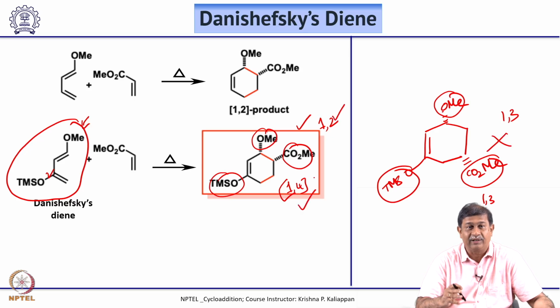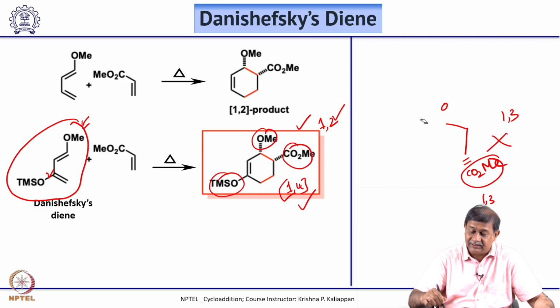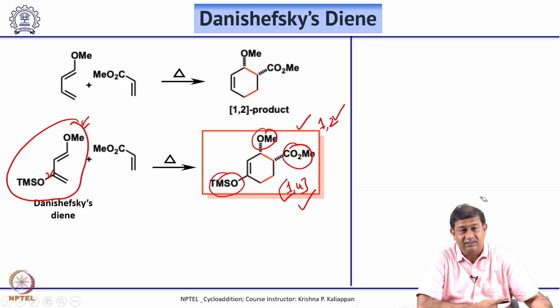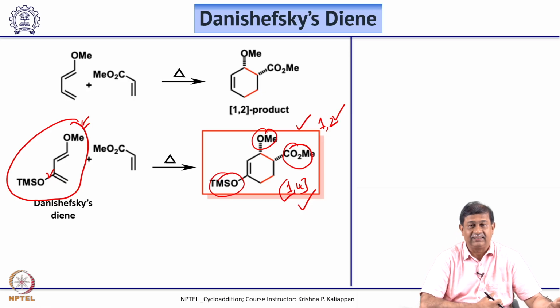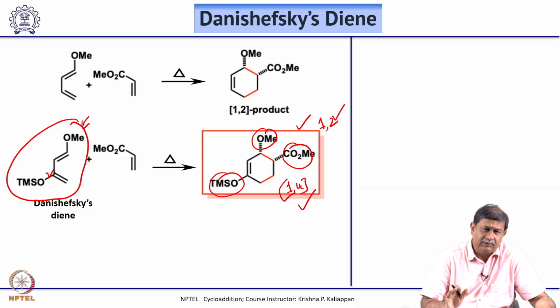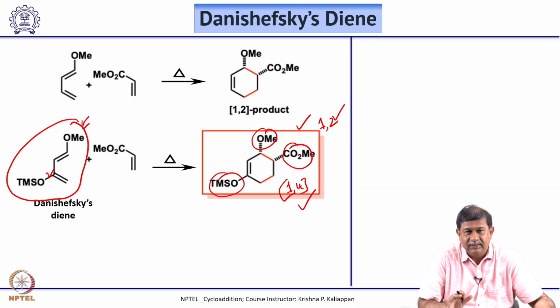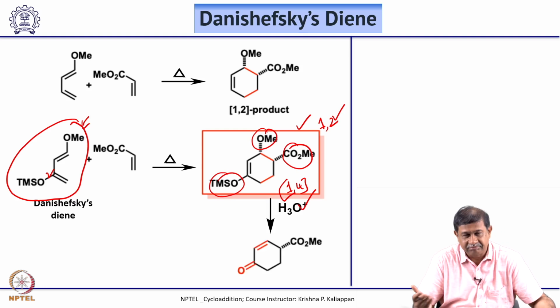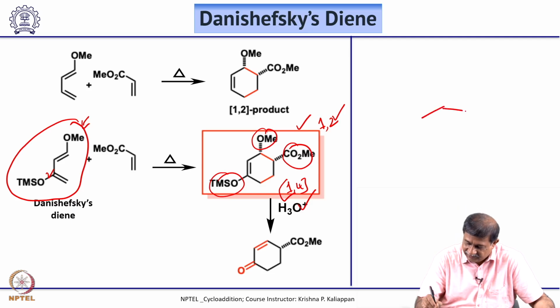This is the sole product formed in the Diels-Alder reaction when you use the Danishefsky diene, and because it has two electron donating groups, this reaction also works very well, and the selectivity is extremely high. And the second thing is, after doing this Diels-Alder reaction, one can treat with acid to get a cyclohexenone. So, how does it happen? If you treat with dilute acid, then this gets hydrolyzed. So, basically what happens?